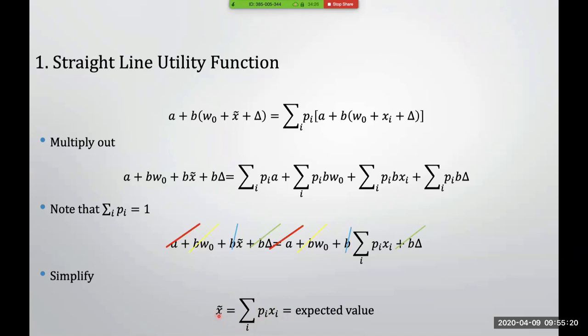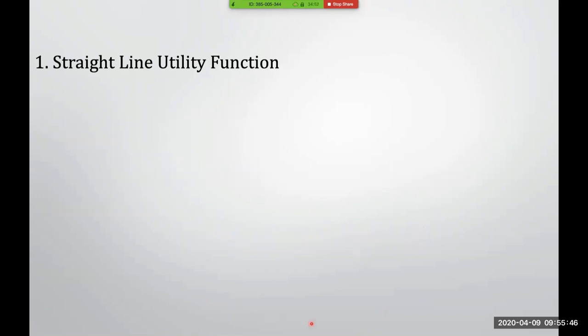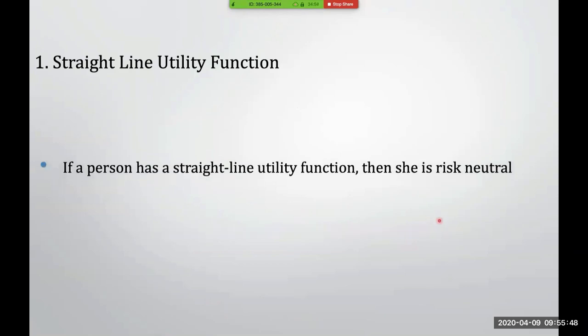So we have two conclusions from the process of solving for x tilde. First, a straight line utility function represents a person who has the delta property. Second, a straight line utility function represents a person whose certainty equivalent is equal to the expected value. That is the definition of a risk-neutral person. Further making the connection between these two observations, we again have proved that a risk-neutral person is a delta person. So this is just the summary.